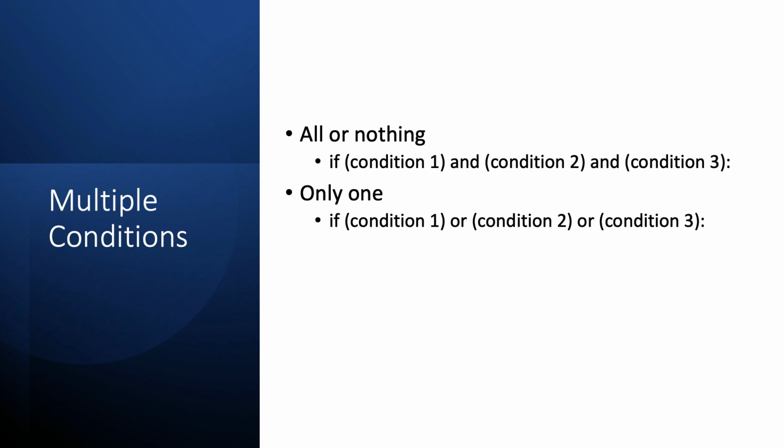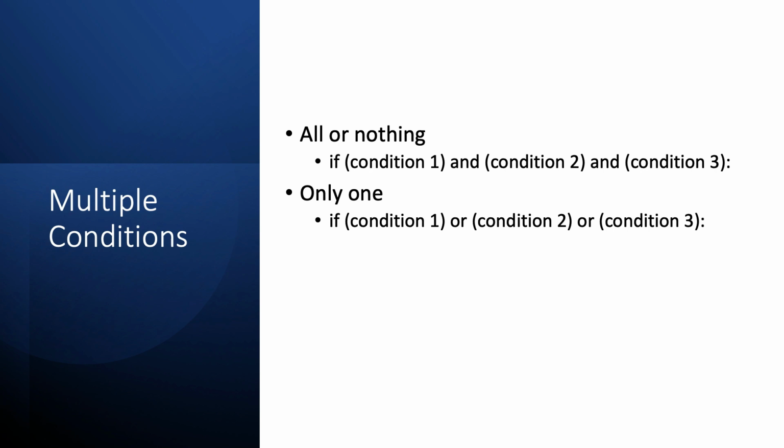First, we have the all or nothing approach. This is represented by the code snippet if condition 1 and condition 2 and condition 3: In this scenario, all conditions must be true for the indented code block to execute. It's like a series of locked doors where every key must fit in order to open the way forward. So only if condition 1 is true and condition 2 is true and condition 3 is true, only then can we process the indented code.